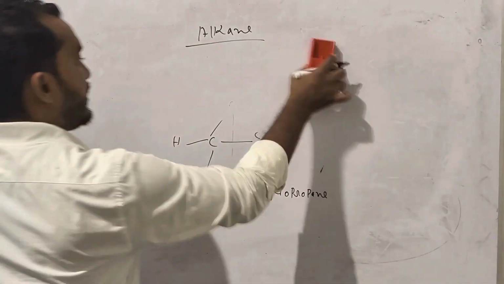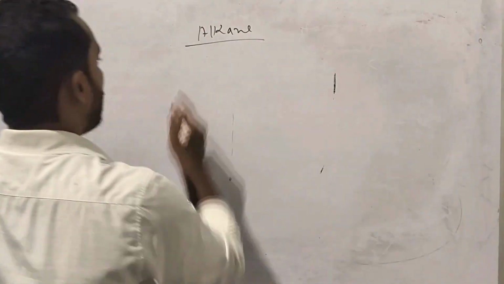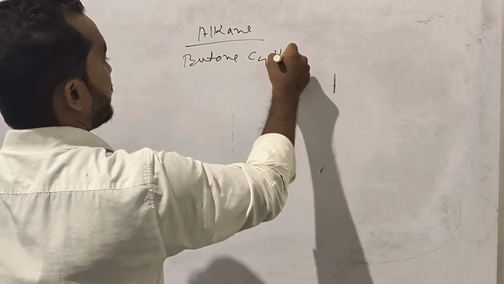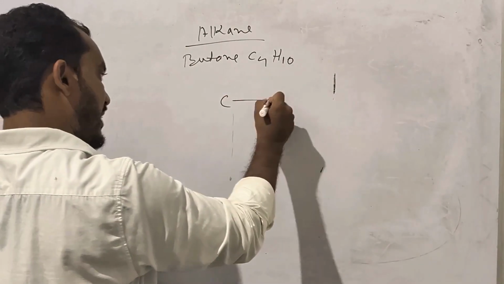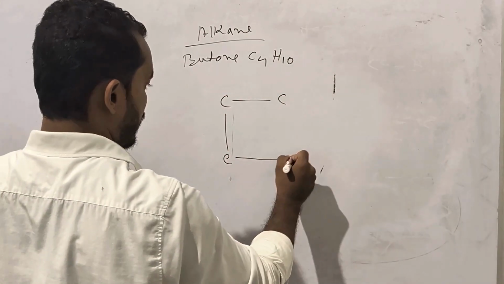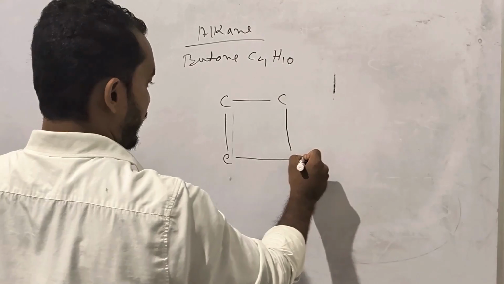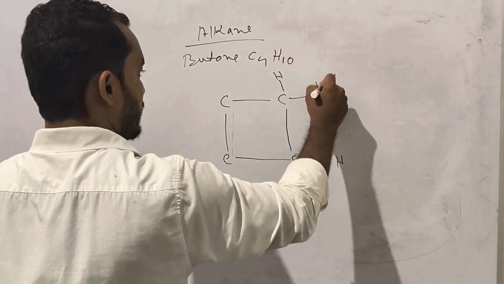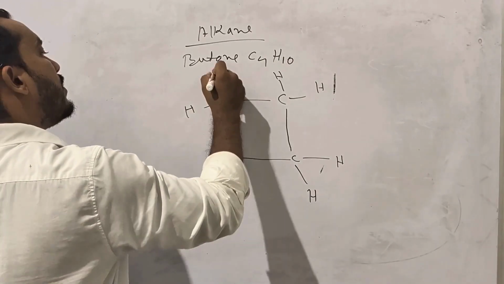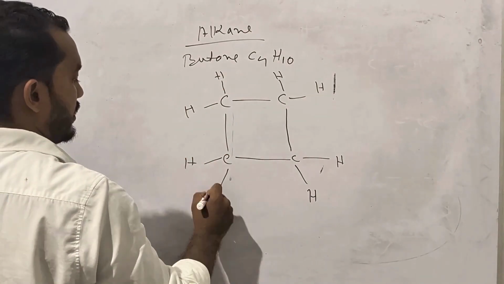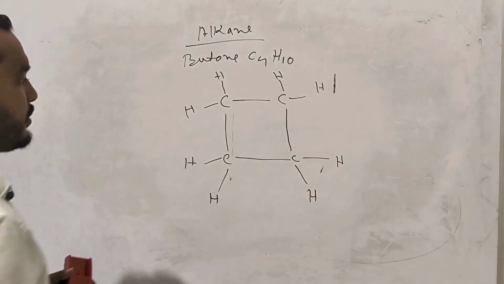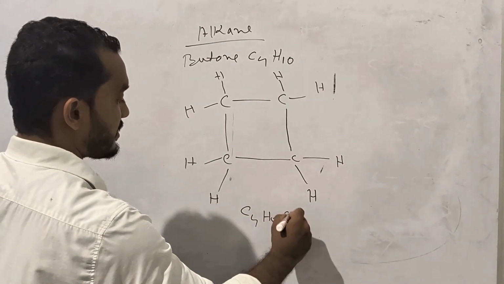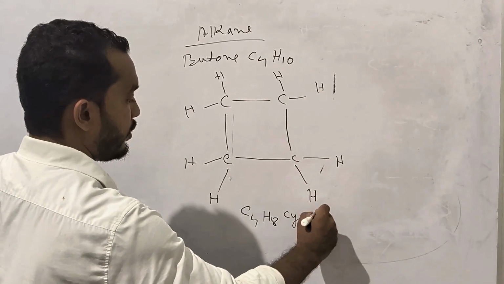Now let me draw for butane. What is the formula of butane? C4H10. See, if I arrange carbon in this way in a closed figure and add hydrogen, hardly 2 hydrogens I can place, because you know the tetravalency of carbon is 4. This is the structure of cyclobutane, and the formula is C4H8. This is cyclobutane.